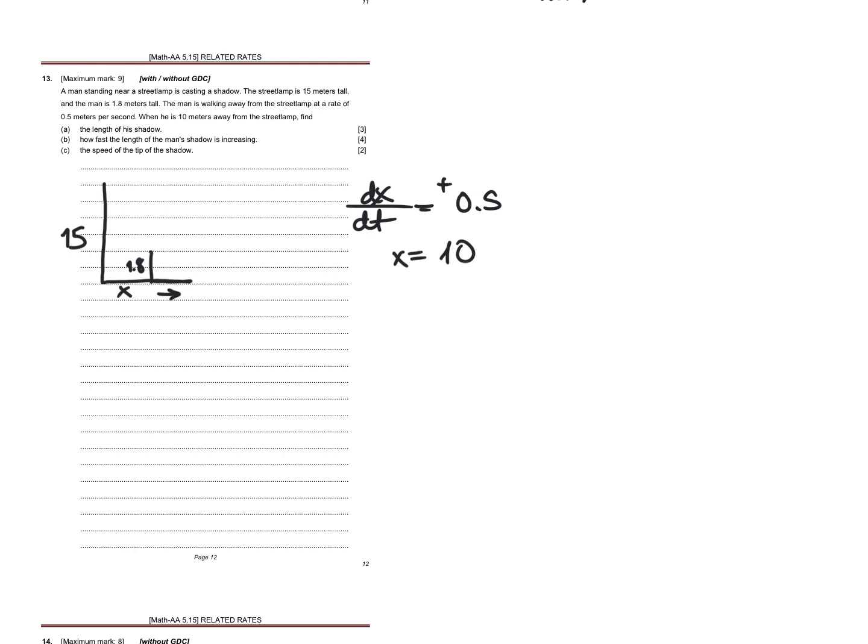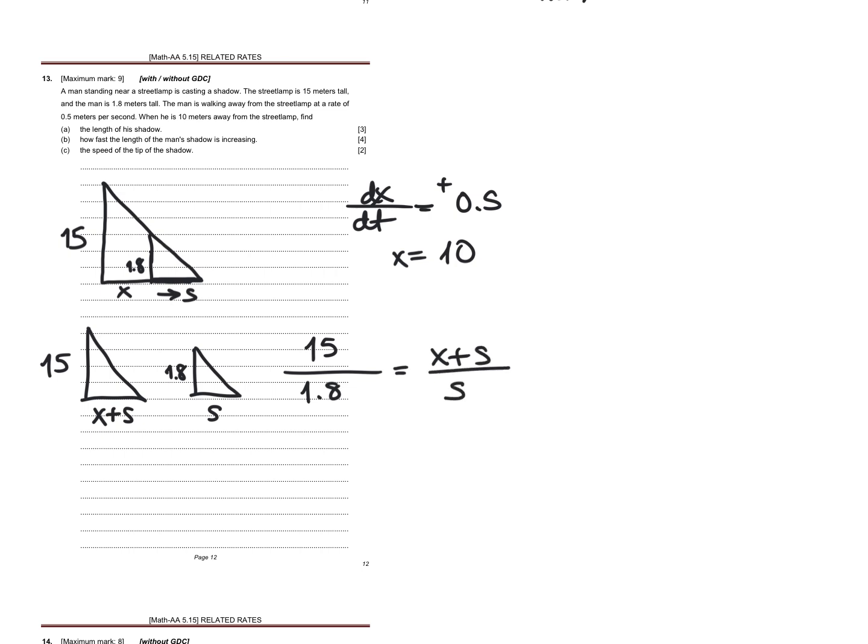And this is the length of his shadow right here. Okay, so let's just set it up like this. We're going to have similar triangles. So we have the larger triangle here. This is x plus s, and this is 15. And we're going to have the smaller triangle, which is s and 1.8. So we're going to have 15 is to 1.8 as x plus s is to s. So we'll deal with that in a second. So we have 15s equals 1.8x plus 1.8s.